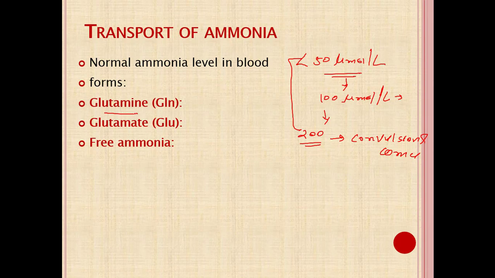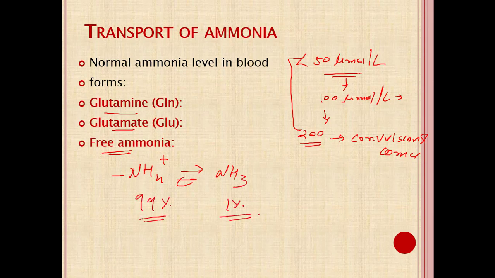So glutamine captures the ammonia in the form of glutamate plus ammonia. Glutamate is formed by alpha ketoglutarate plus ammonia, and a certain amount of ammonia can be transferred in the free form. In the cell as well as in the blood, ammonia is in equilibrium with the ammonium ion. Remember, around 99% is ammonium ion and 1% is free ammonia.